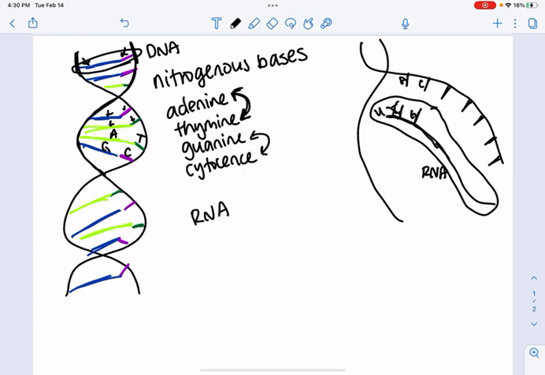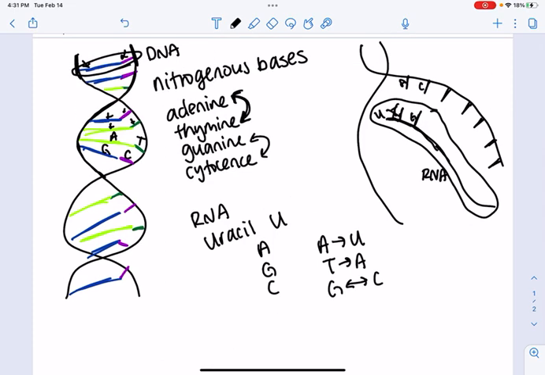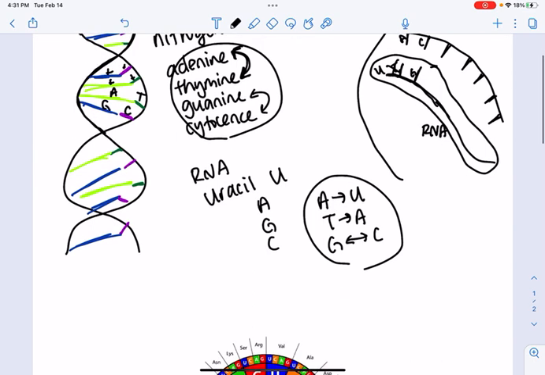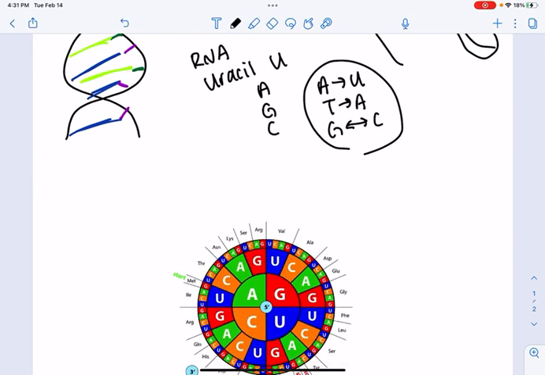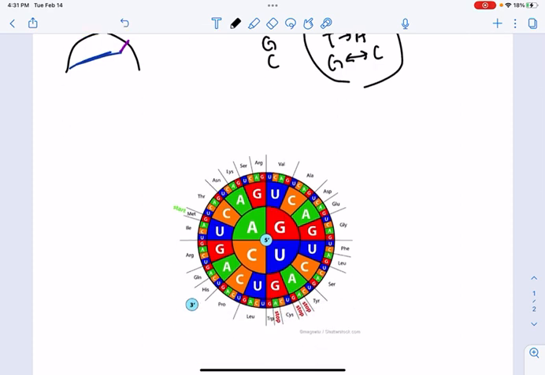So with RNA, it's uracil, or just U, and then adenine, guanine, and cytosine. So the base pairing rules are a little bit different. A pairs with U, T still turns into A, and then G and C pair with each other like normal. So have these, and have those memorized. Now, your DNA is like thousands and thousands and thousands of these letters long, so your DNA will organize it into these 3 little things called a codon.